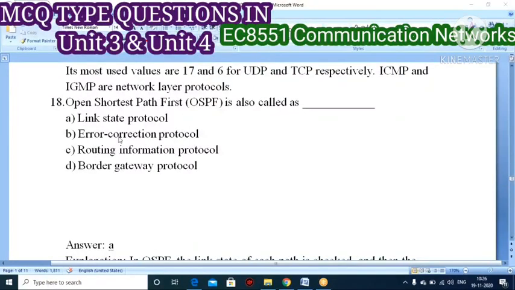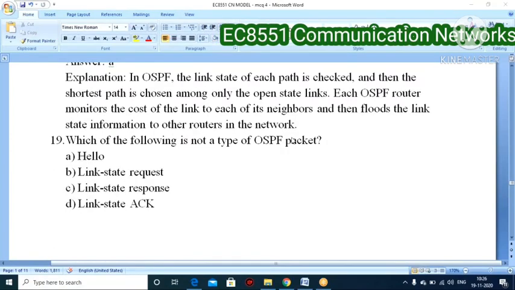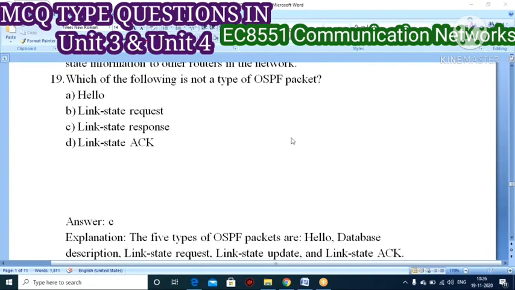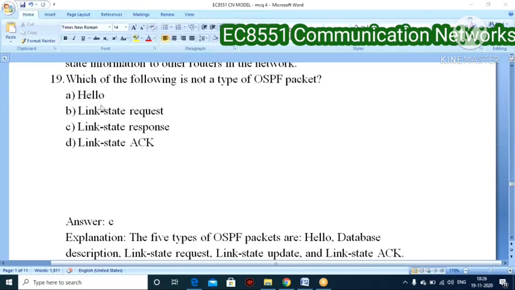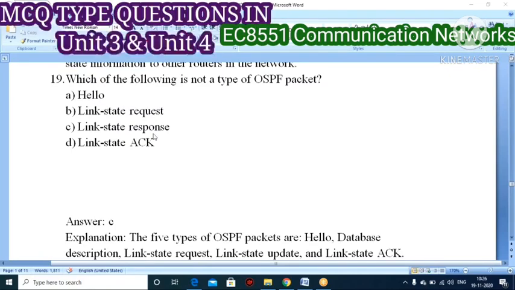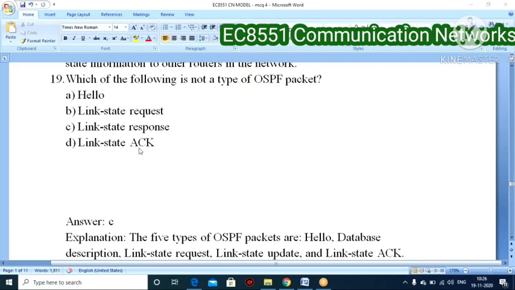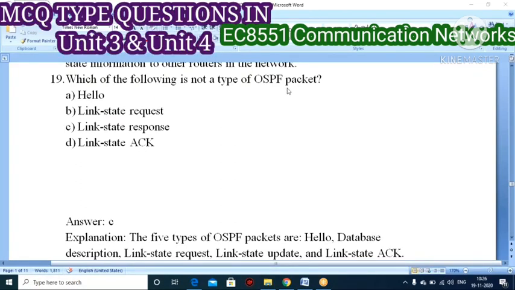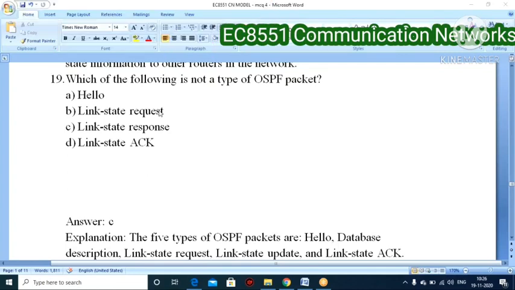Okay. So here the example is OSPF, which comes under the link state protocol. Which of the following is not a type of OSPF packet? Hello packet, link state request, link state response, and link state acknowledgement. Which one of the following is not a type of OSPF packet? That is link state response.